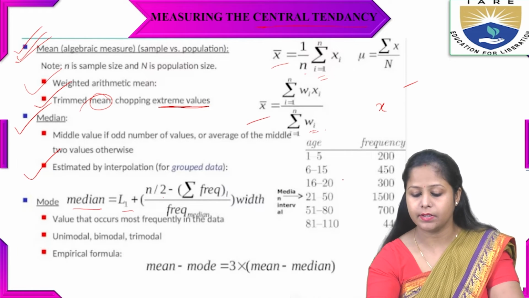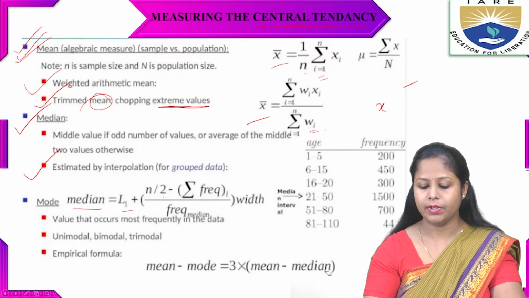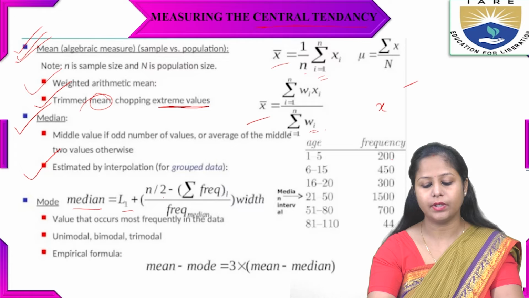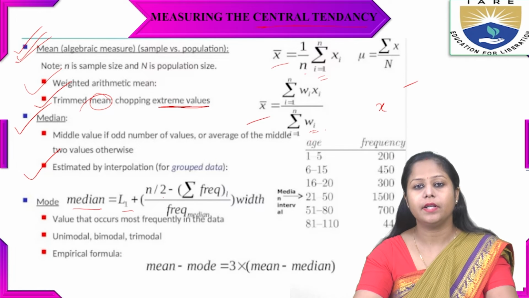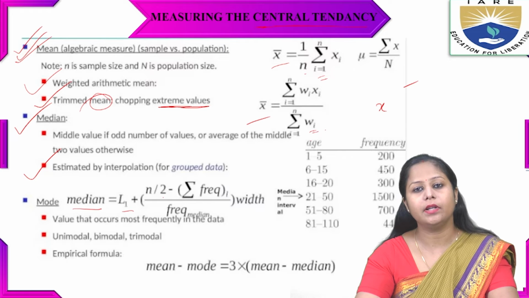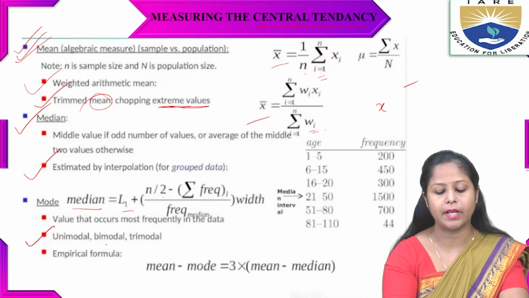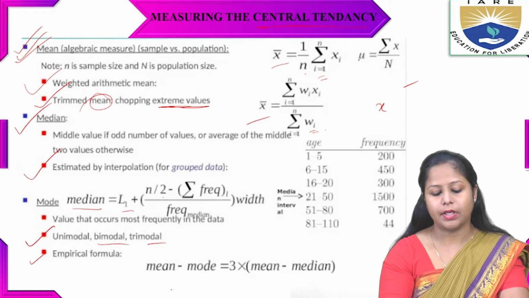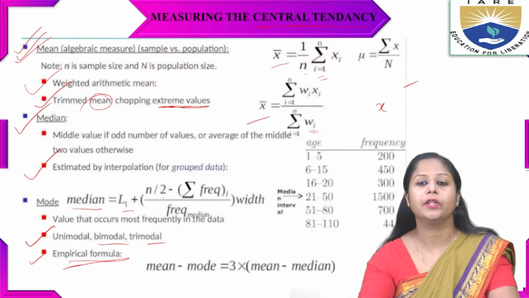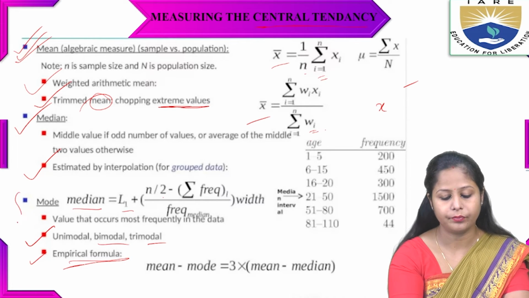So this is some data set, on which we need to calculate the median. So we will check the mode, which is the value that occurs most frequently in the data. Unimodal, bimodal and trimodal: we can also calculate the unimodal, bimodal and trimodal of the data set. So the empirical formula will be that mean minus mode is equal to 3 into (mean minus median). So that is a mode.